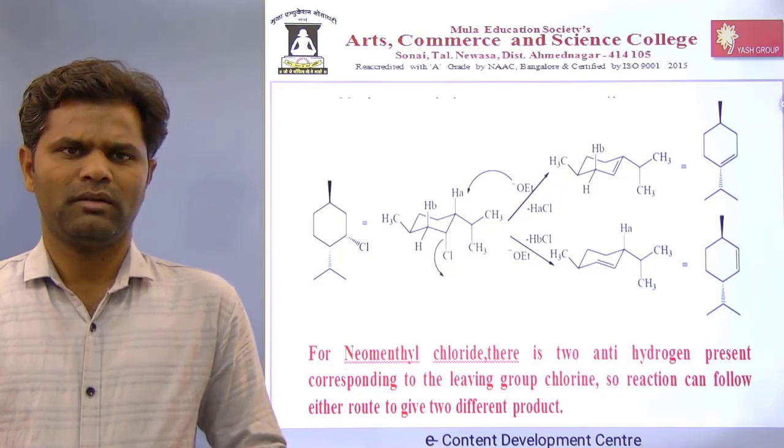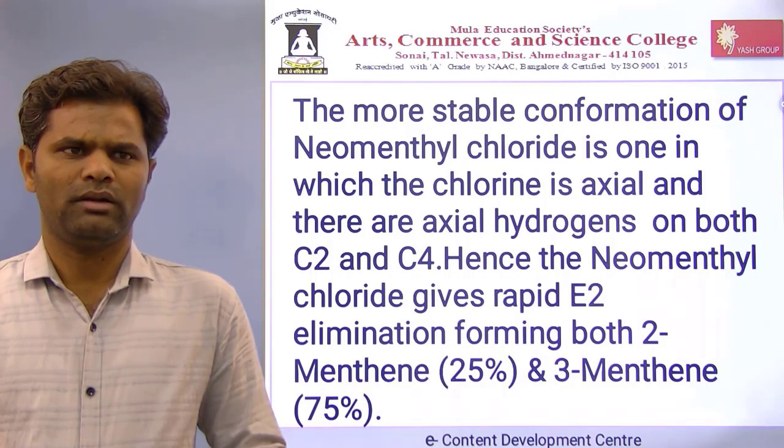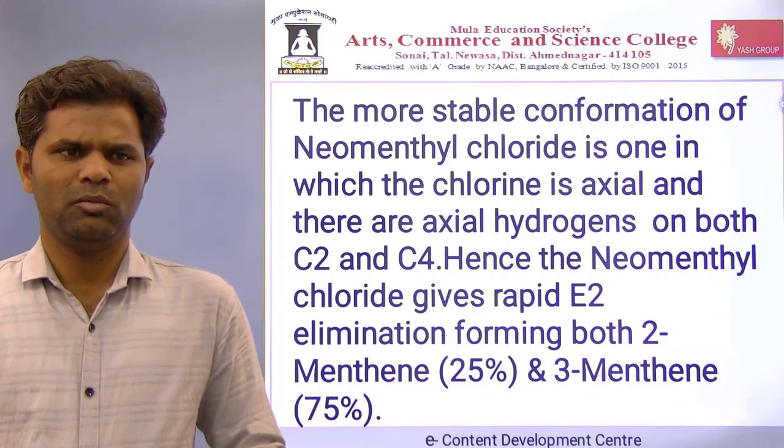Now the question remains, which is the major product in this case? The more stable conformation of neomenthyl chloride is one in which the chlorine is axial and there are axial hydrogens on both C2 and C4, that is the Ha and Hb hydrogens. Hence neomenthyl chloride gives rapid E2 elimination, forming both 2-menthene 25% and 3-menthene 75%.